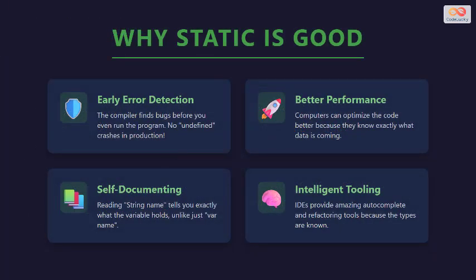So why do people like this? The biggest advantage is safety. Errors are caught early, preventing crashes for users. It also offers better performance since the computer can optimize the code ahead of time. Plus, in large teams, the explicit types act as documentation, making the code easier to read and understand.